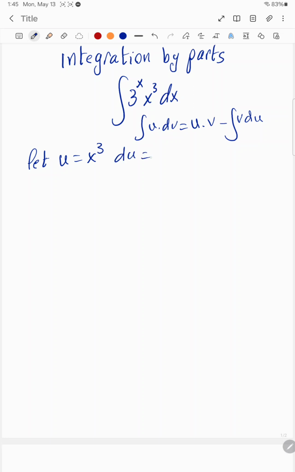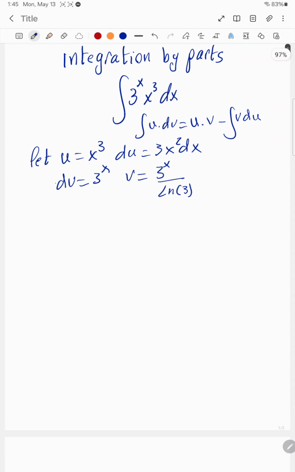So my du is equal to 3x squared dx. And my dv is equal to 3 to the power of x. So here my v is equal to 3 to the power of x divided by ln of 3. That's a formula that I applied; you don't have to demonstrate it, you can always apply it. The integral of a to the power of x dx is equal to a to the power of x divided by ln of a plus c. That's the formula that I have applied.